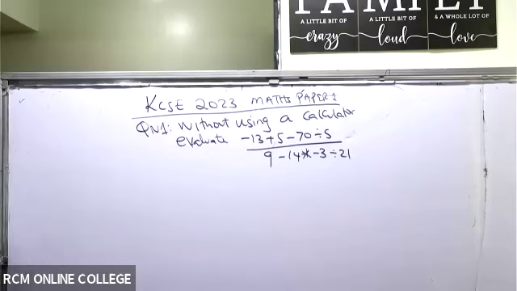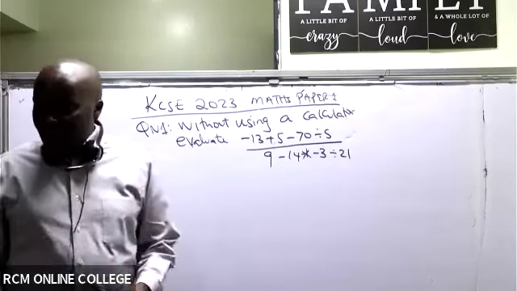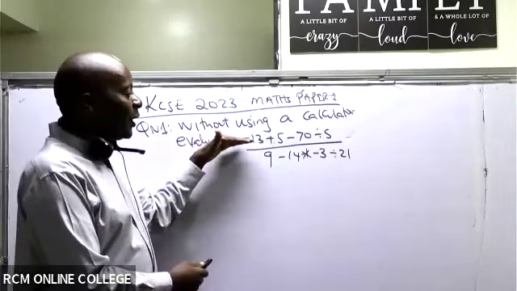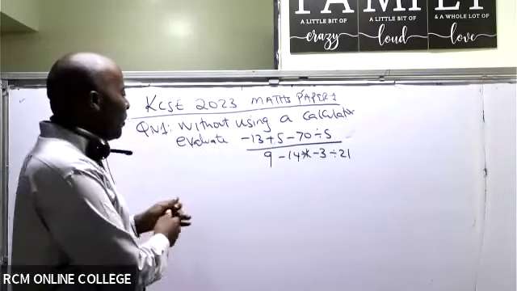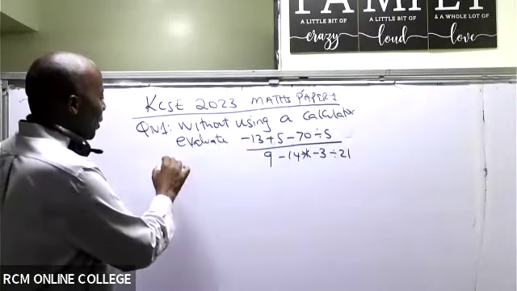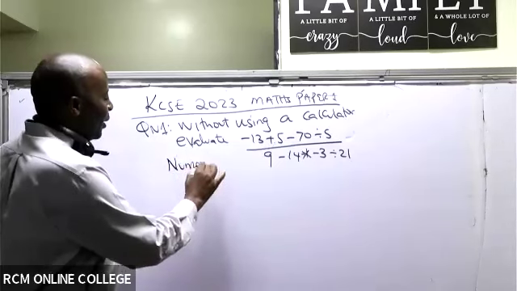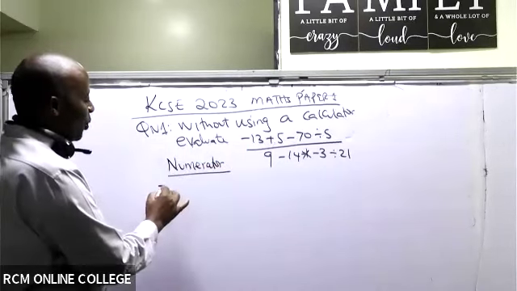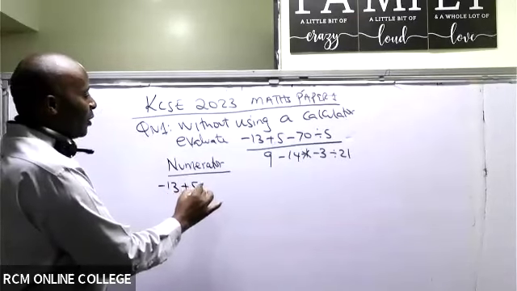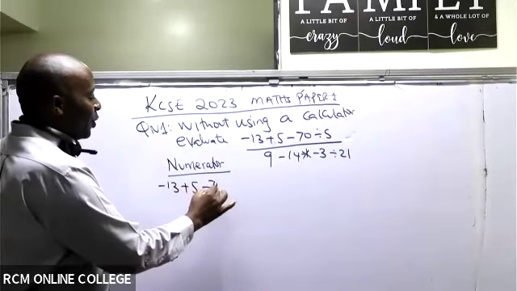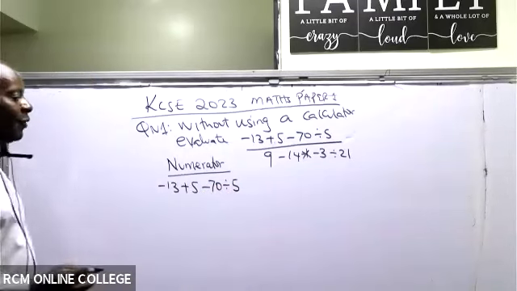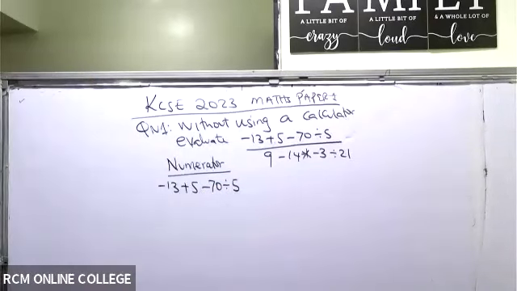All right. If I'm the one doing this, I'll really move slowly here. So first of all, I know this is the numerator, this is the denominator. So I'll come here, one side of my book, I'll write numerator. So in the numerator, what do we have? We have minus 13 plus 5 minus 70 divided by what here, somebody? Divided by 5. We divide this by 5.